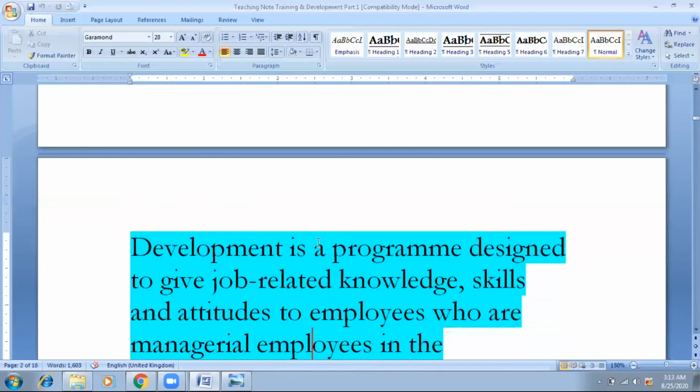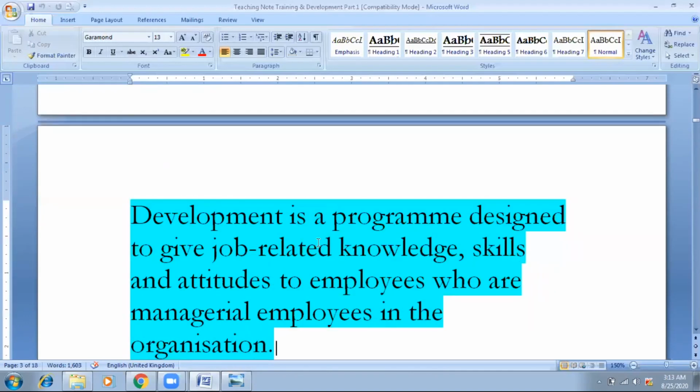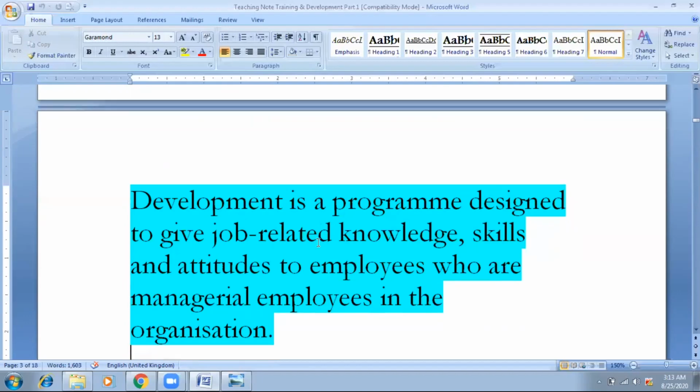Development is a program designed to give job-related knowledge, skills, and attitudes to employees who are managerial employees in the organization. Therefore, development is for managers, training is for non-managers. So that is one difference between these two terms.